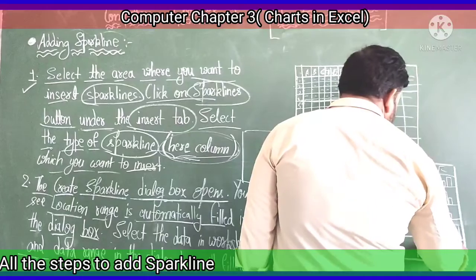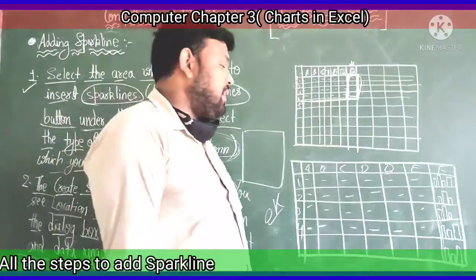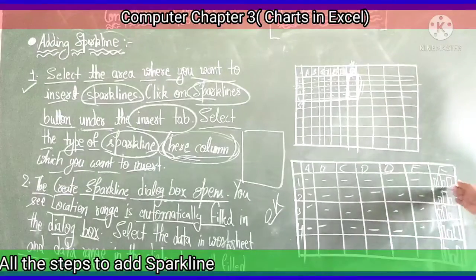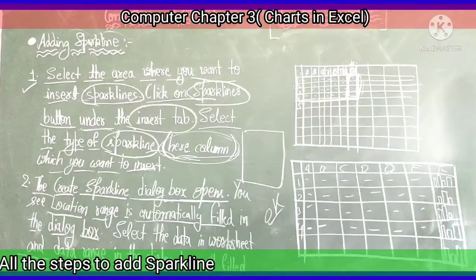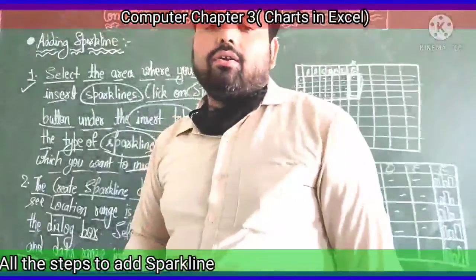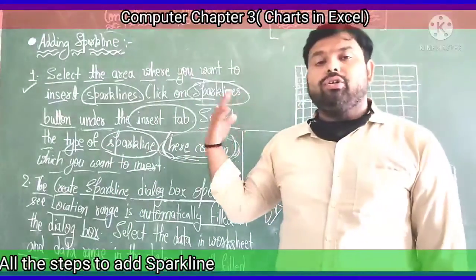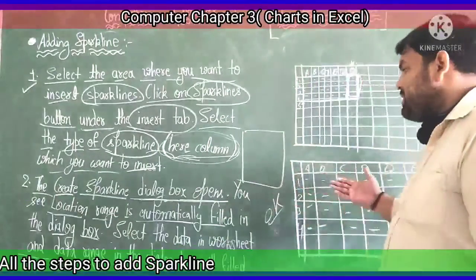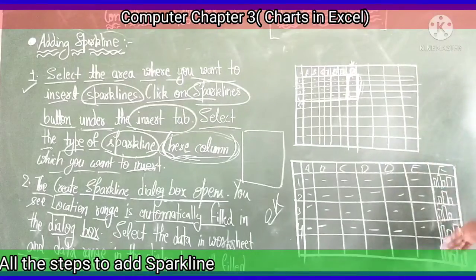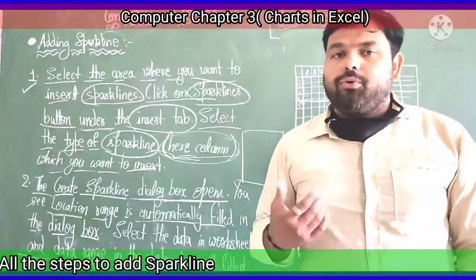Previously, if you had a data series, you could create a separate chart. But here both are included in one place: the data and the data visualization with the tiny chart in one cell. I think all students understand today's topic. Sparkline is very important and directly visualizes your data comparison according to this step. Students, if you have any doubt, you can discuss with me.